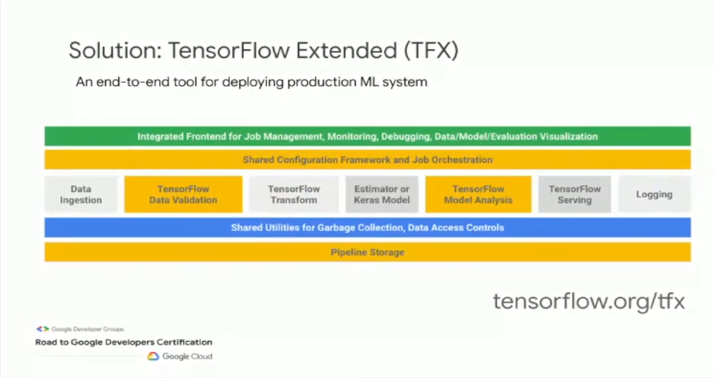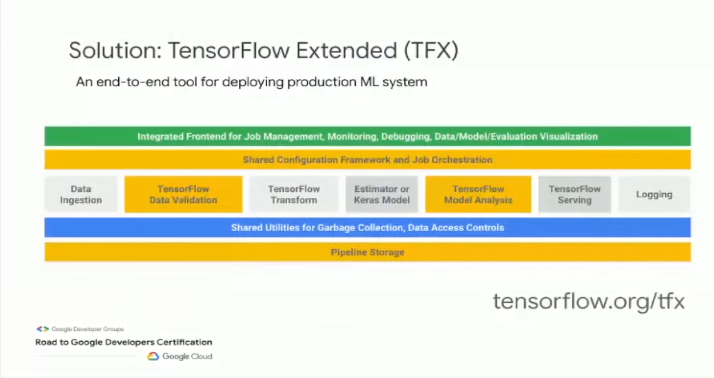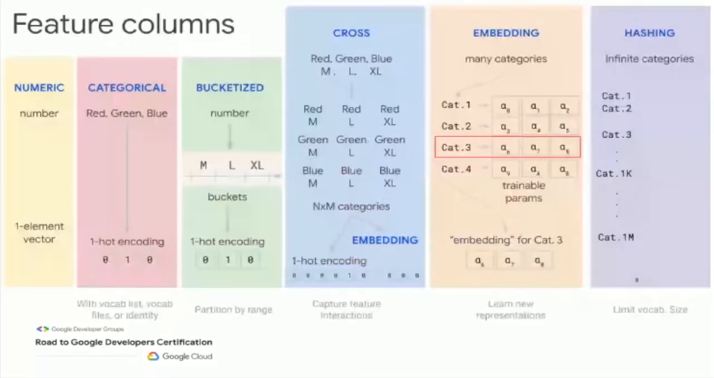So continuing talking about the TensorFlow Extended pipeline, now we're going to talk about TensorFlow Transform. So we have a way of working with the feature columns. For example, if we have a numeric one, we have a number, and we're going to have a one element vector for that number. Then we have the categorical one. So let's say we have red, green, blue, and we have one hot encoding.